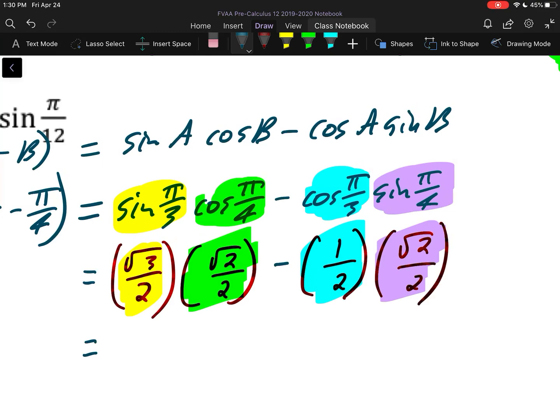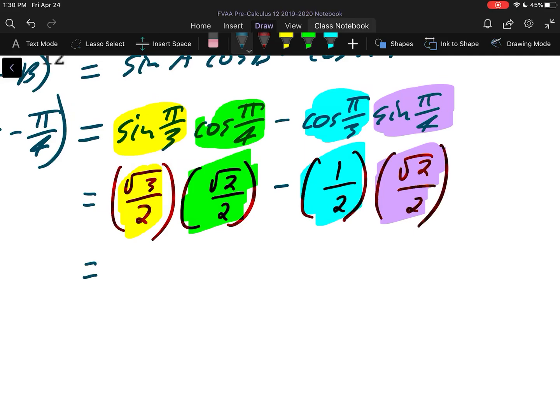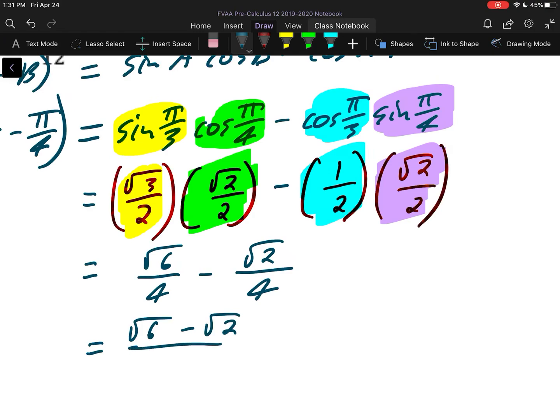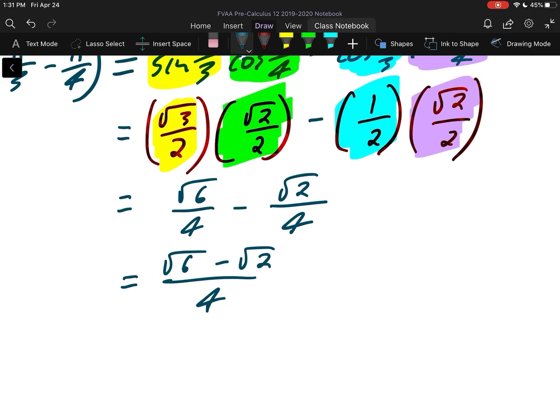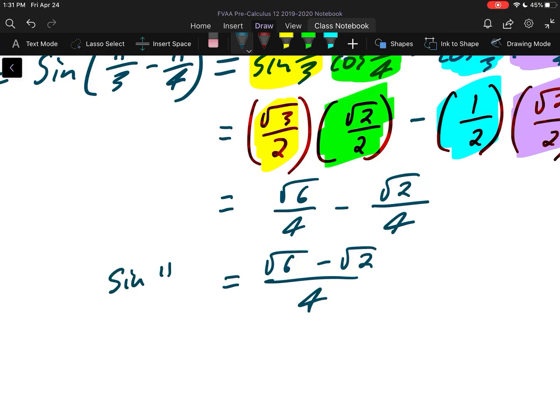So now we've substituted a bunch of values, and all of them are exact values. As long as I'm not plugging things into my calculator, but actually doing the math, I'm going to get the right answer. First I'm going to multiply the two expressions on the left. Root 3 times root 2 is root 6, over 2 times 2 is 4, minus 1 times root 2 is root 2, and 2 times 2 is 4. I already have common denominators, which is nice, and I end up with root 6 minus root 2 over 4. And that is what sine pi over 12 is equal to.